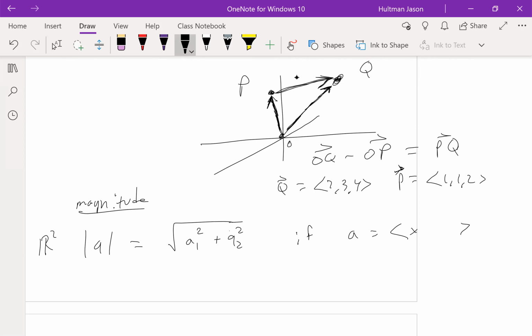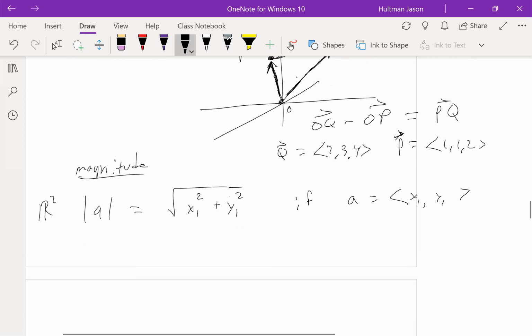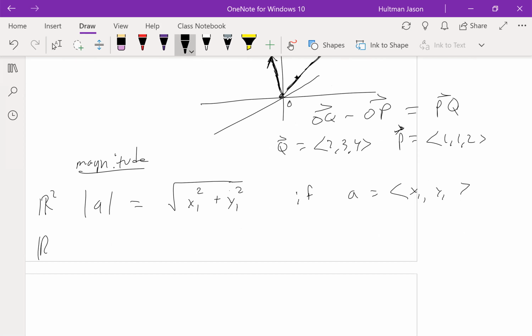So that's my X1 component, and this is my Y1 component. And so what would this end up being? X1 squared plus Y1 squared. But these are components to my vector. Now in R3, this is going to be x1 squared plus y1 squared plus z1 squared. It's just the distance formula in 3 dimensions.